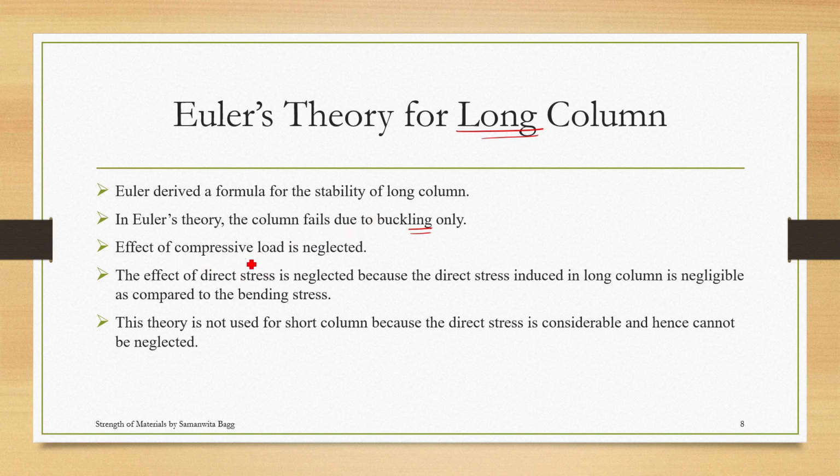The effect of compressive load is neglected. Now this is very obvious because we are not talking about short columns. So we don't have to talk about the direct effect of that load. We will be only talking about an indirect stress or indirect effect on the body, that is bending. The effect of direct stress is neglected because the direct stress induced in long column is negligible. That's what we are considering as compared to the bending stress. So when you talk about long columns, they generally tend to buckle very easily.